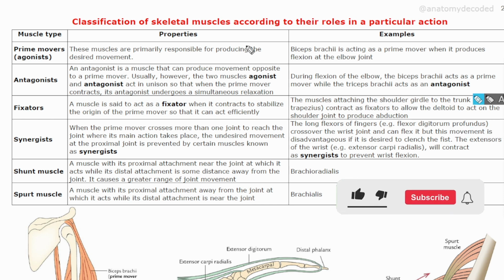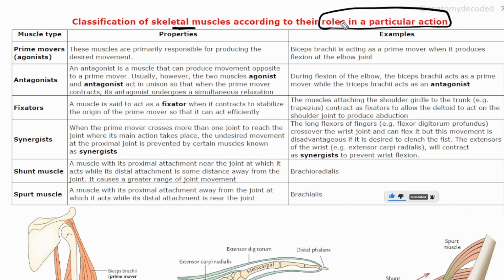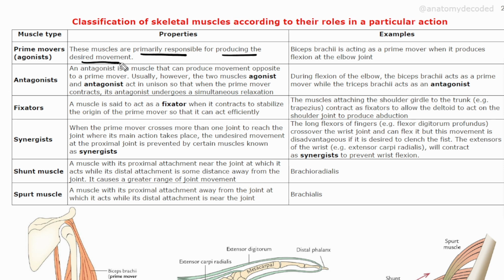Then there is one more classification of skeletal muscles according to their roles in particular action. So there is a functional classification: what function are they doing? Some muscles are referred to as prime movers, also referred to as agonists. So what is a prime mover? Prime movers are the muscles which are primarily responsible for producing the desired movement.